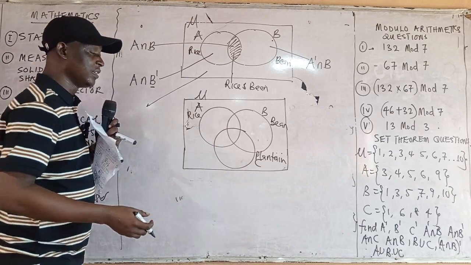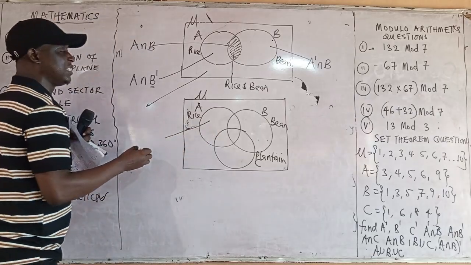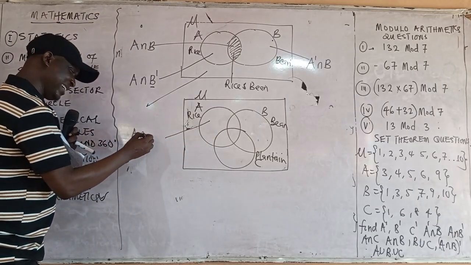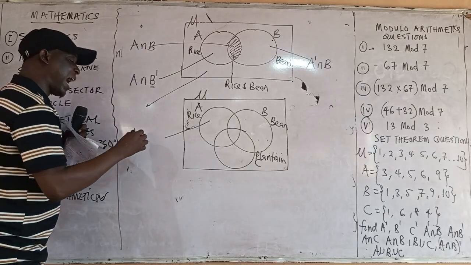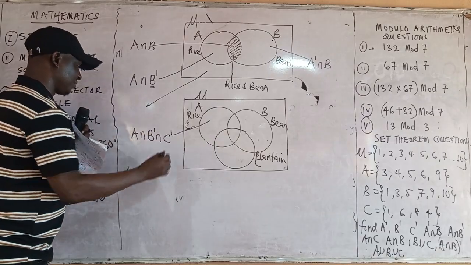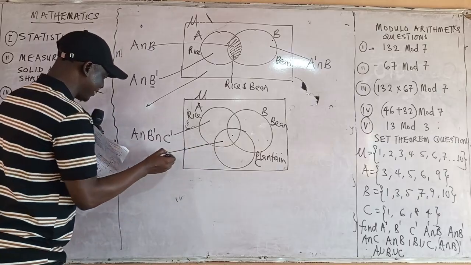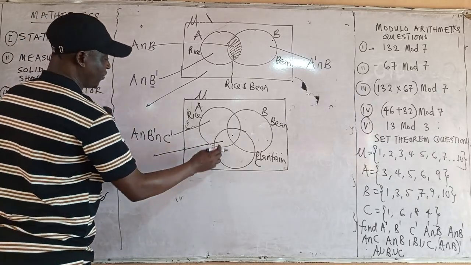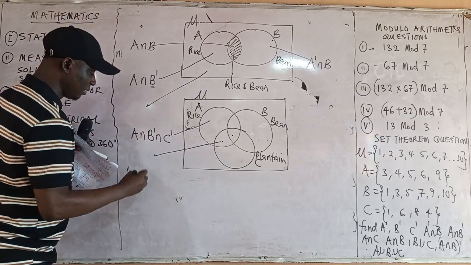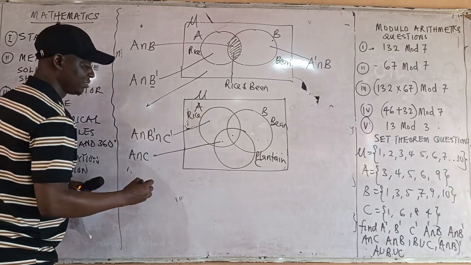Now let's go. What we are having here is what? This one is A only, Abi. How do you write A only? A intersection B prime. Excellent. What about this one? A intersection what?